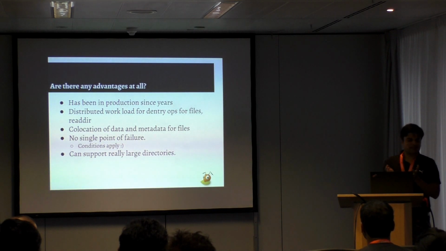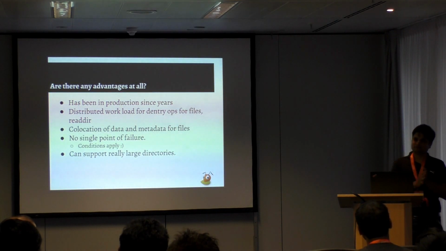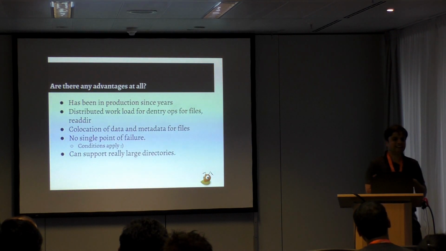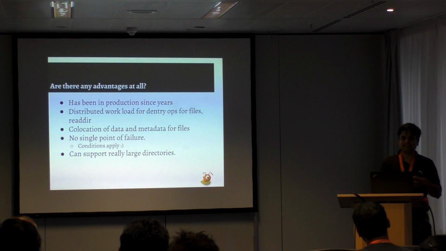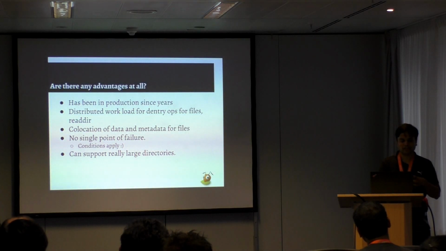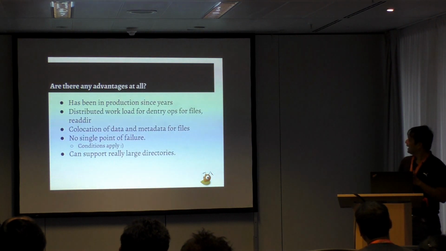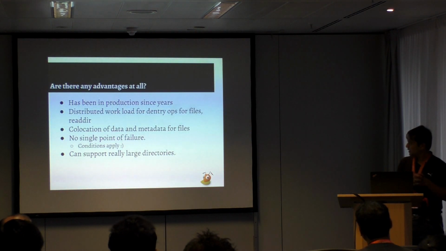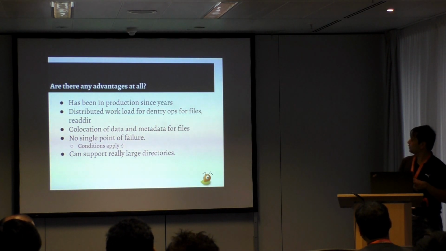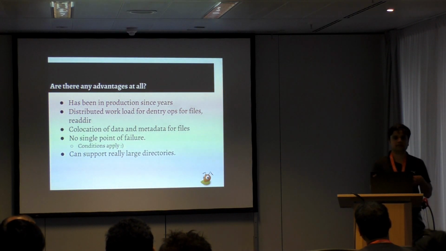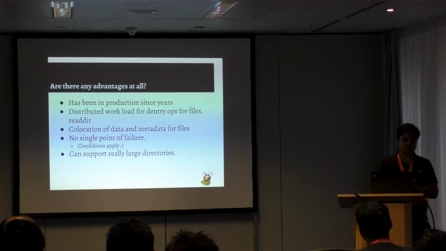The first point may not be a really solid point given that we have seen so many bugs and other things, but it still says that the unknowns are less. I wouldn't say there are no unknowns, but the unknowns are less. The other main point is the distributed workload for directory operations for files under a directory. So basically this all goes into supporting large directories.